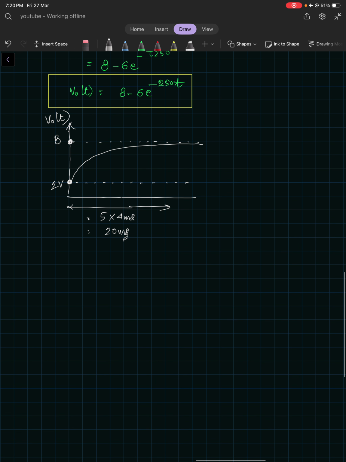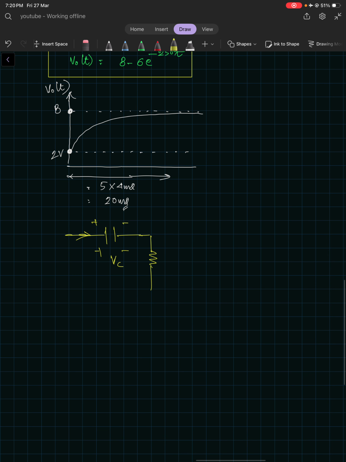Let me draw the circuit. Suppose this capacitor is charging. This is plus, this is minus, VC of t. If there is a resistor in the path of charging, one resistor, two resistors, or n number of resistors, it will not change its voltage suddenly, because the presence of the resistor limits the current. Once it limits the current, the capacitor will not suddenly change the voltage across it, because the charge will not suddenly change.